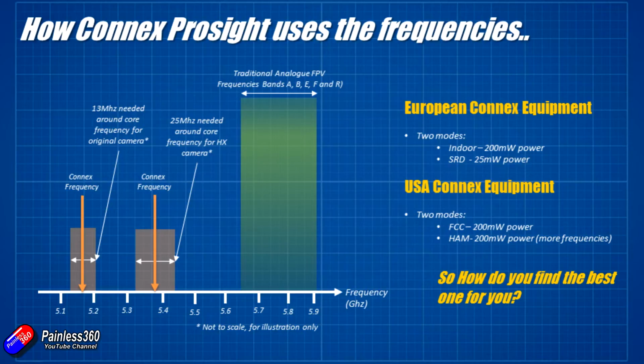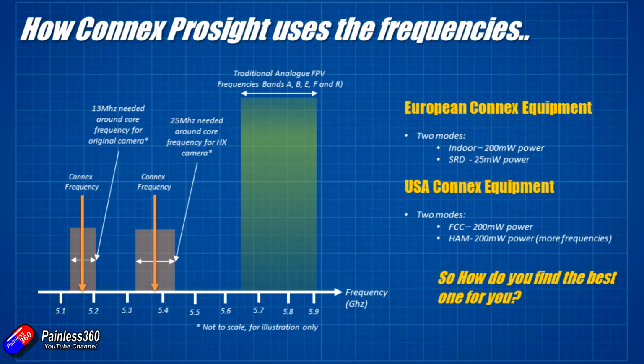So if you go into the application and connect to a European receiver and look at the modes that you can choose from, you'll find that there is two. The first one is called indoor mode. That will set the transmission power for the VTX on the model to 200 milliwatts power. And you have one called SRD, which is 25 milliwatts power. So SRD is definitely the one you need to be using outdoors if you want to remain compliant and legal.